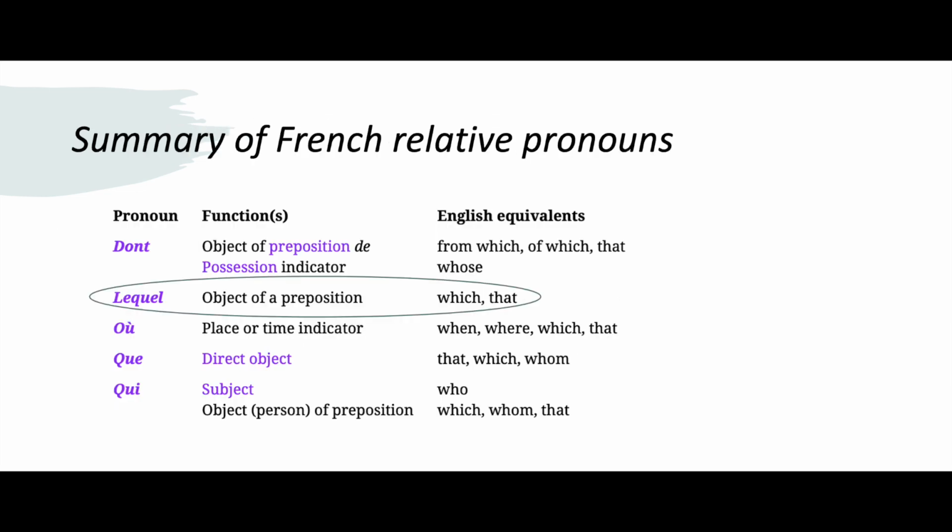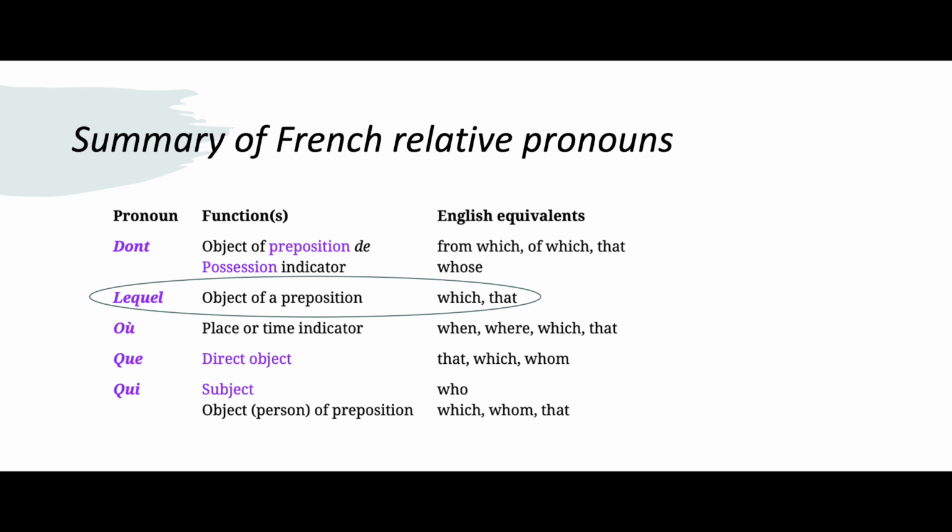So to give a summary, again, dont is going to function as the object of a preposition, the preposition de. And then to skip down a little bit, où is going to refer to a place or time. So when, where, we can also translate it sometimes as which or that. And then que is going to function as the direct object, and qui as the subject.